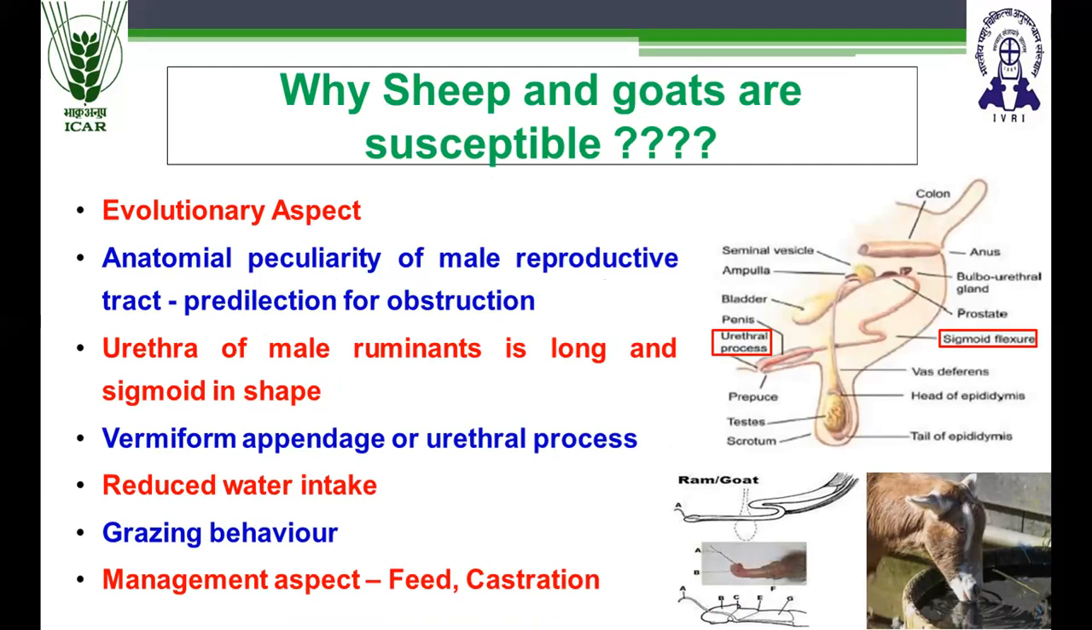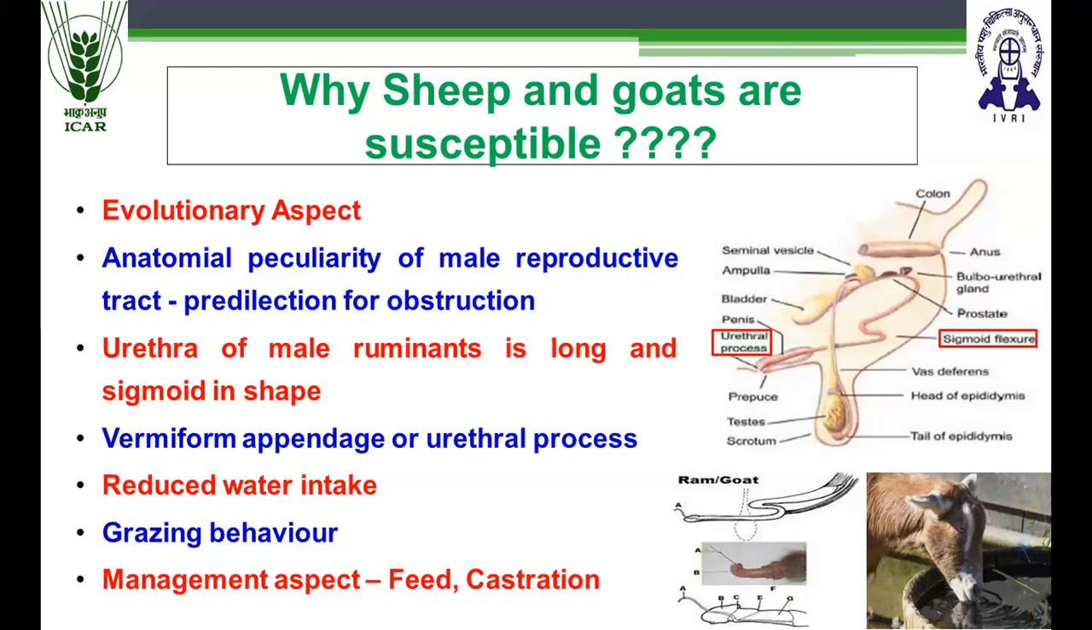First is their urethra. Their urethra is long as well as sigmoid in shape. And a 2 to 3 centimeter extension of the urethra can be seen from the tip of the glans penis. That is known as the vermiform appendage or urethral process. That is an additional protection for this species to protect their urethra during mating, and it increases the conception rate in this species. So it is used to spray the semen, and it is also used to mark the territory.